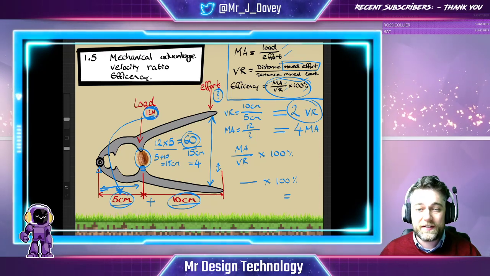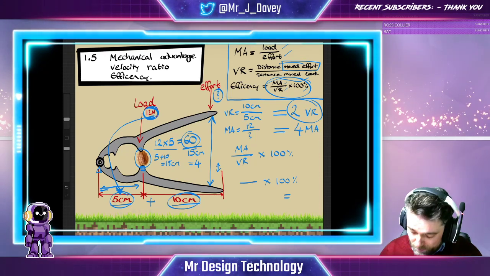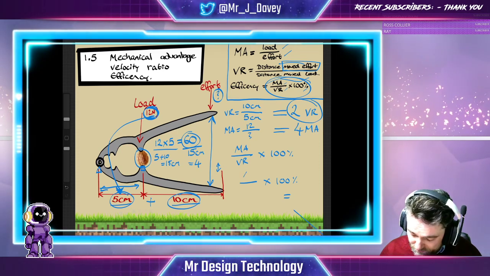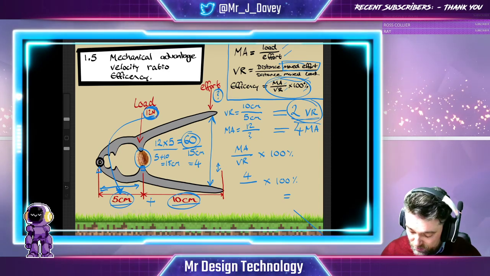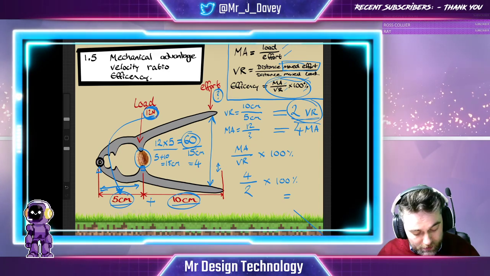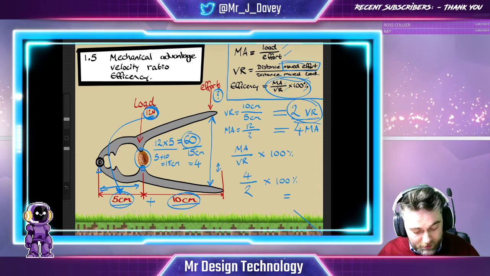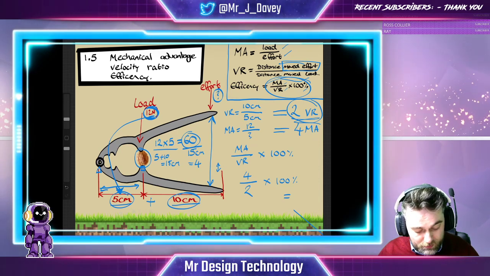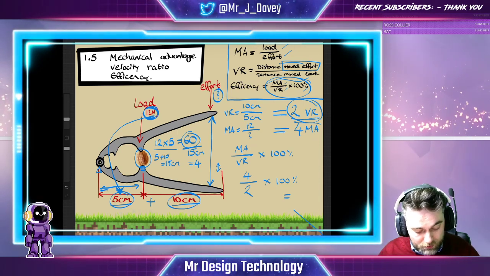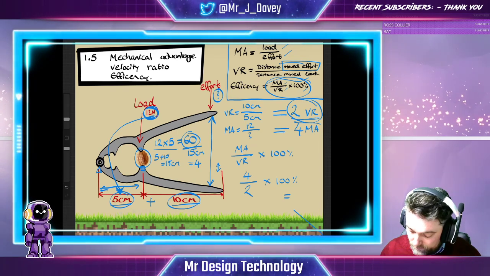Fab! Okay, now you've got that, let's see if we can get it right. Let's do a little bit of marking. So, mechanical advantage, we know that's 4, and we're going to divide that by our velocity ratio, which of course we know is 2. So, that 4 divided by 2, and then we're going to times that by 100, and that's going to give us our percentage. So 4 divided by 2 equals 2, times by 100 gives us 200.